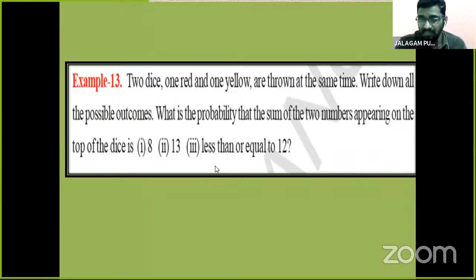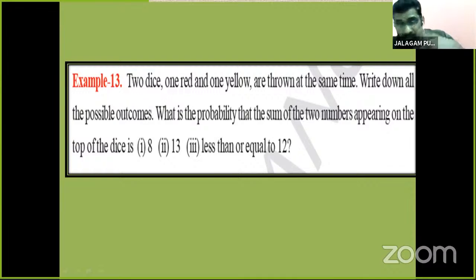Here is another kind of problem. 2 dice, 1 red and 1 yellow, are thrown at the same time. Write down all possible outcomes. What is the probability that the sum of the 2 numbers appearing on the top of the dice is 8? Number 1 is 8. Number 2 is 13. Number 3 is less than or equal to 12. Okay, we may solve this one.